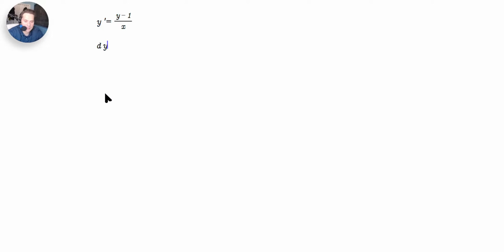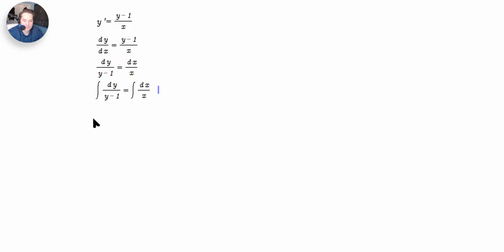So we have essentially dy/dx is equal to (y minus 1) over x. So you can separate the variables. You're going to have dy over (y minus 1) equal to dx over x. And then you anti-differentiate both sides. So the antiderivative of dy over (y minus 1) is equal to the antiderivative of dx over x.